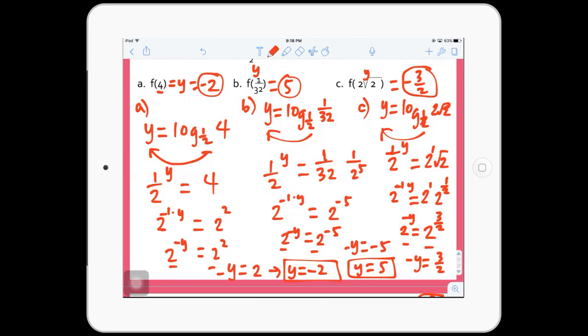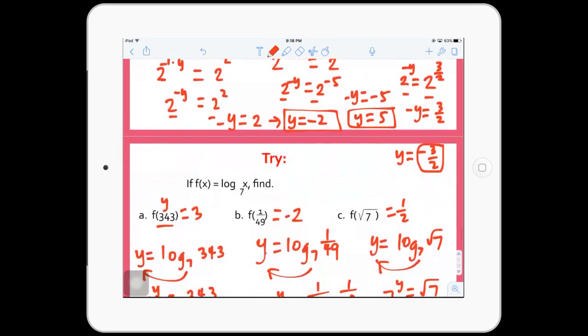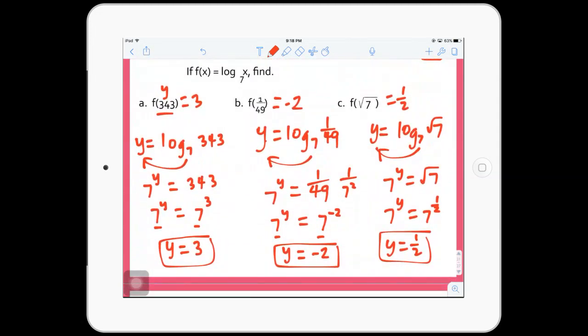So these are the problems that you're going to try right now. And I've already worked them out, so hopefully you've had a chance to try the problems. And you can pause the video at this time to check to see if you got the correct answer, and follow the steps here to make sure that you understand every step. And you can go back to the examples that I did with you earlier to see if you missed anything.